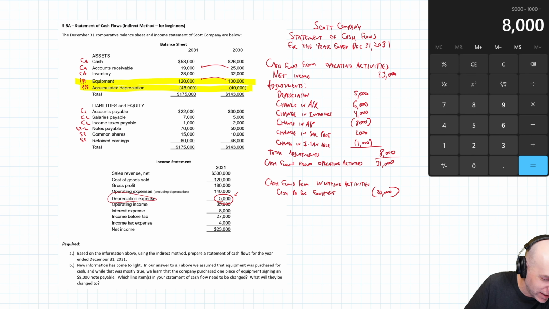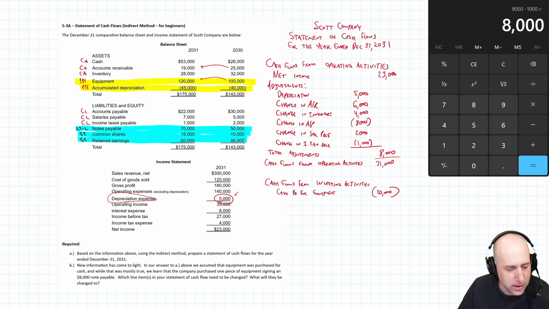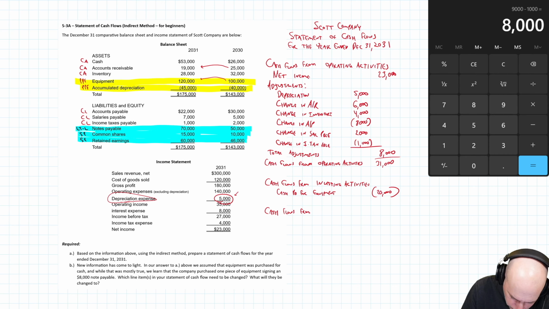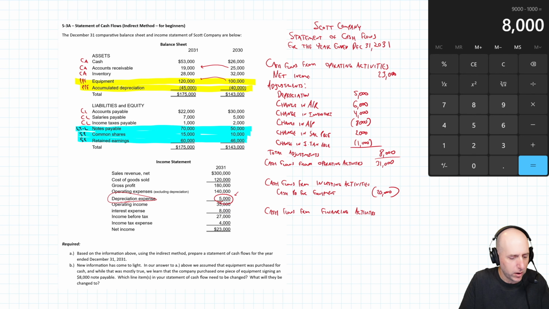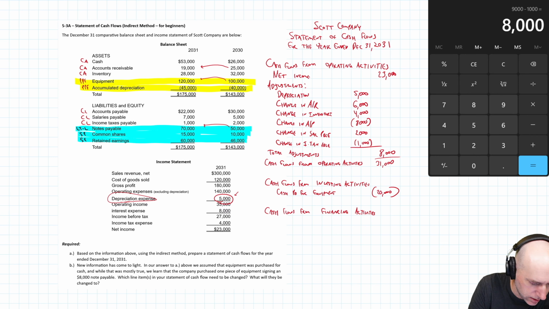And the final section is dealing with the changes in long-term liabilities and equity accounts and seeing how those would impact our cash flow from financing. Cash flows from financing activities. That's our header, and now below it, we just go down the list, right? So the first one is a long-term liability, this note.